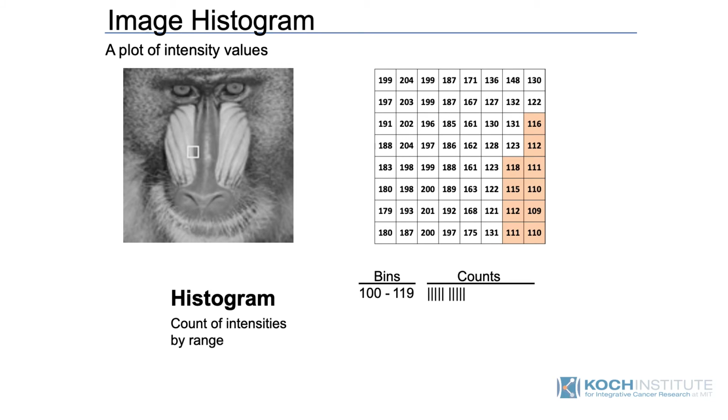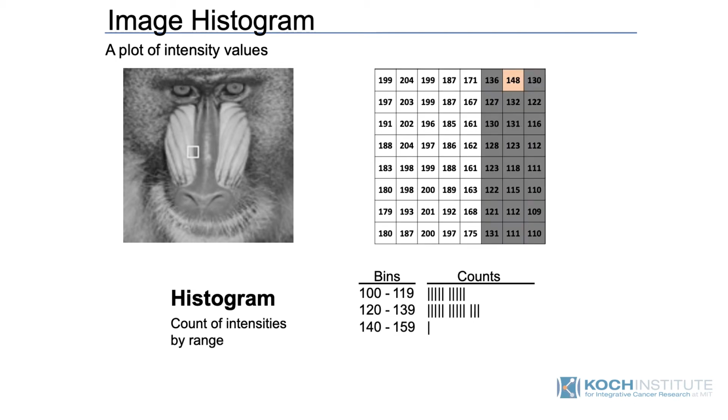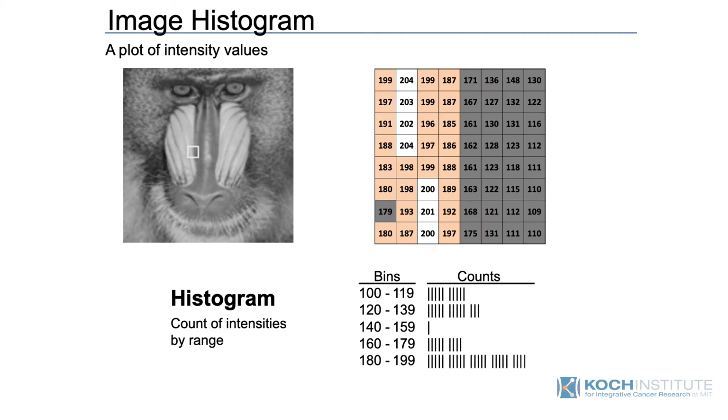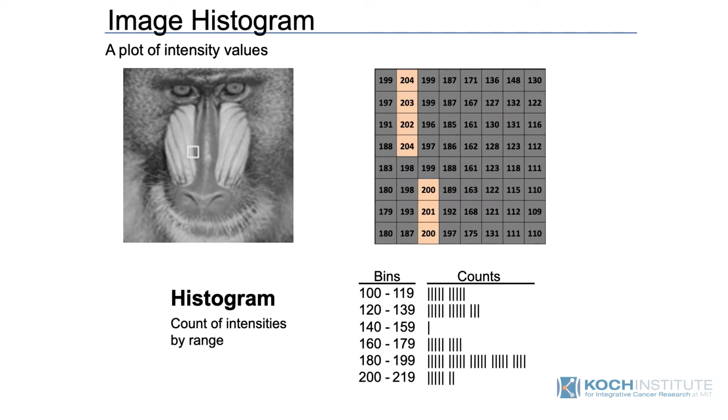So let's take the range of pixel values from 100 to 119. If I go through all that and count out, I get about 10 pixels from that range. If I now go from 120 to 139 and count all those up, I get 13. If I count from 140 to 159 intensity values, there's only one of those, so it's a very small number. From 160 to 179, I've got about 19, and et cetera, et cetera. You can continue counting in these binned ranges.